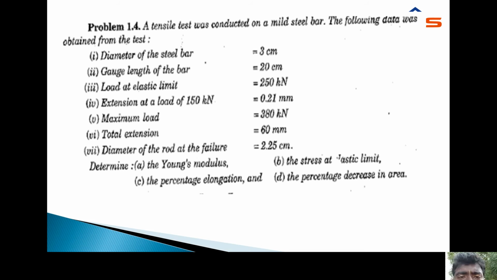Next, this is the small problem. Diameter of the rod is 3 centimeters. The gauge length of the bar is 20 centimeters. Load at elastic limit is 250 kilonewtons. Extension of the rod at 150 kilonewtons is 0.21 mm. Maximum load and total extension, and the diameter at fracture is 2.25 centimeters. Determine the Young's modulus, the stress at elastic limit, the percentage elongation and the percentage decrease in area.